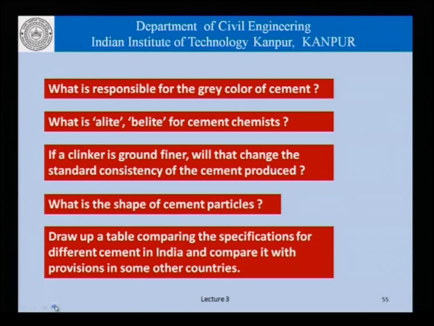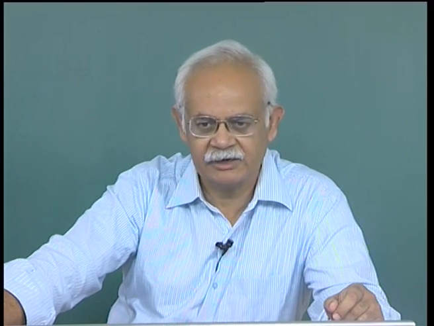Now, the third question is, if a clinker is ground finer, will that change the standard consistency of the cement produced? The clinker is the base material that is to be ground, and we get ordinary Portland cement. Now, if we grind it in a method that the clinker is ground finer, how will that affect the standard consistency of the cement? That is to say, how does fineness of the cement affect the standard consistency?